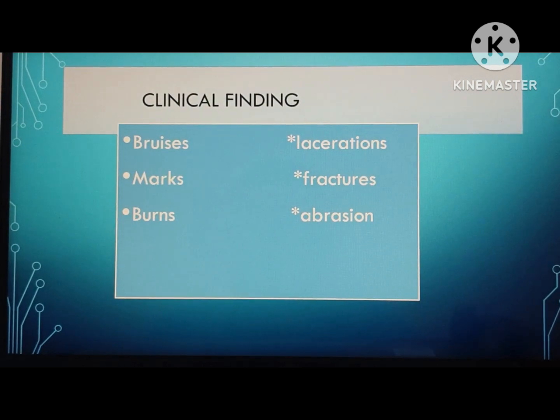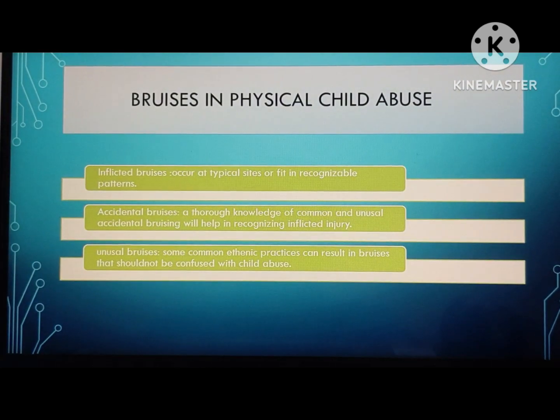Now, clinical findings. What we will see on the body of the child that indicates that the boy or the girl is neglected or abused: bruise, marks, burn, laceration, fracture, abrasion. In physical child abuse, these are the points which show bruising in a child. Inflicted bruises occur at typical sites or fit a recognizable pattern. For accidental bruises, draw on knowledge of common and unusual accidental bruises. Bruising will help in recognizing inflicted injury. Unusual bruises: some common ethnic practices can result in bruises that should not be confused with child abuse.